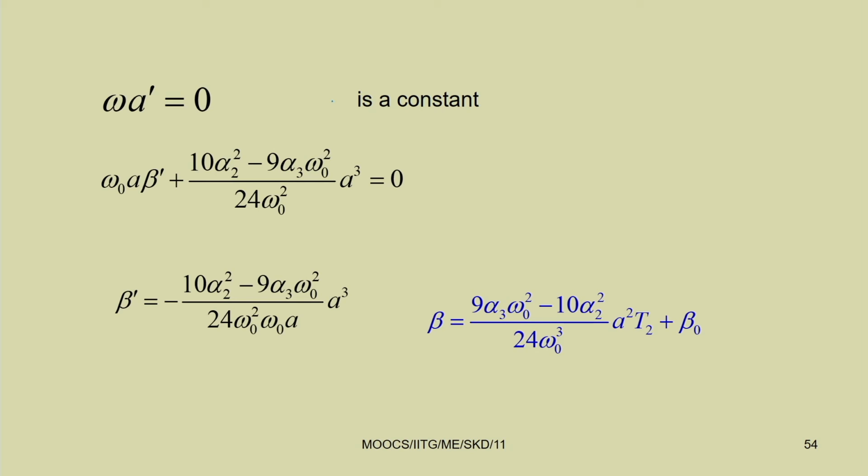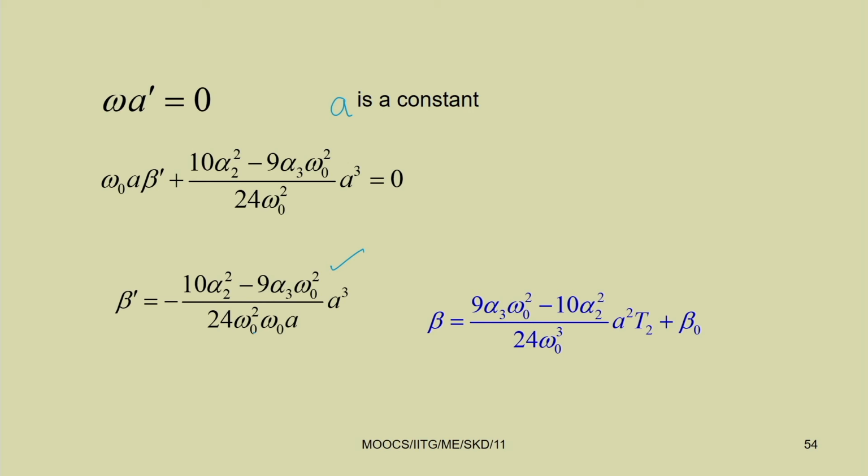So, a must be a constant, and the second equation leads to omega0 a beta dash plus (10 alpha2 square minus 9 alpha3 omega0 square) by 24 omega0 square a cube equal to 0. So, from this thing we can get the beta dash expression. So, now you just see in the right hand side.